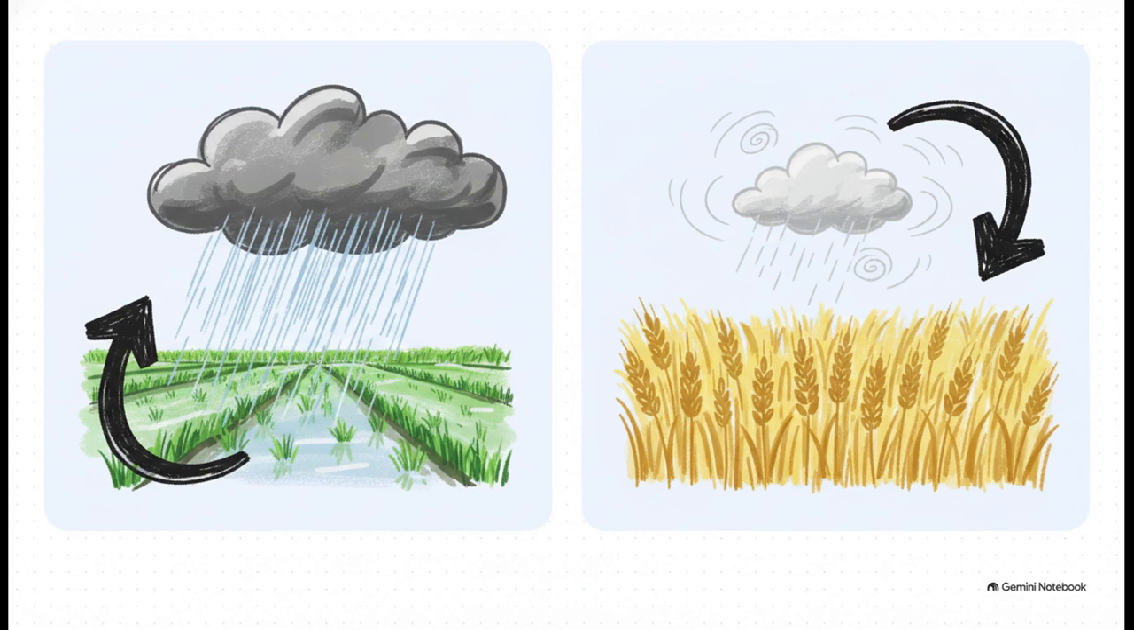But as winter approaches and the land starts to cool down, the entire system reverses. This gives us the northeast monsoon from October to December. And while it's definitely less intense overall, these retreating winds are incredibly crucial for southern regions like Tamil Nadu, and they're vital for winter rabi crops.